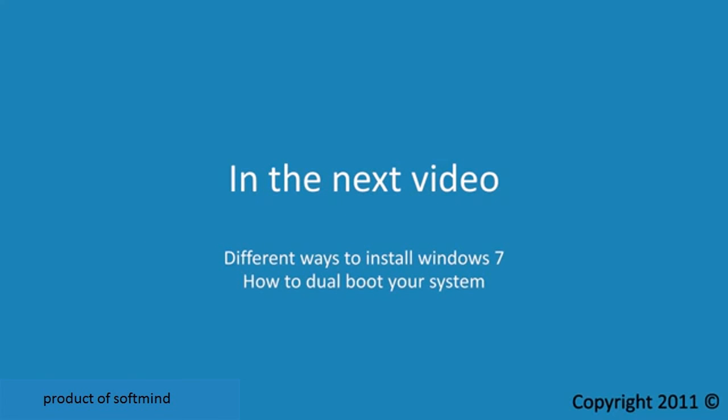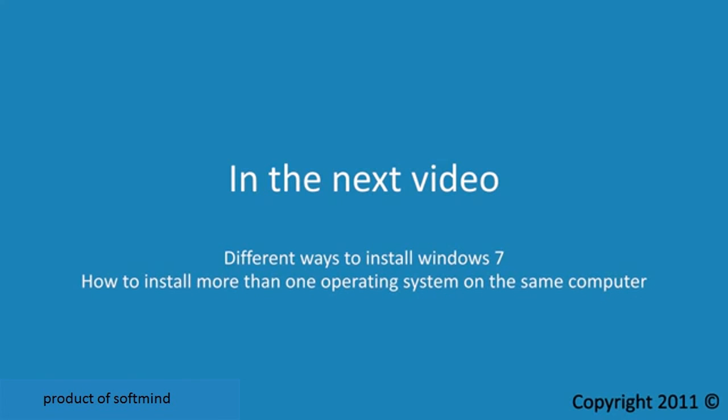In the next video, I will look at different ways to install Windows 7 and how to dual boot your system. That is, how to install more than one operating system on the same computer.